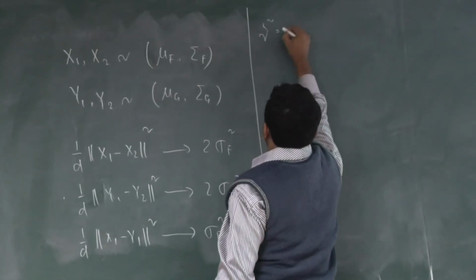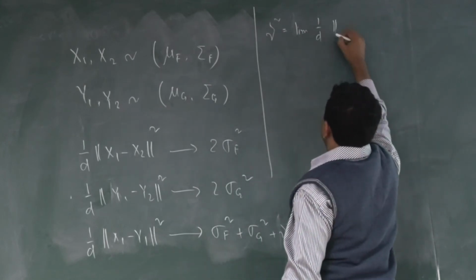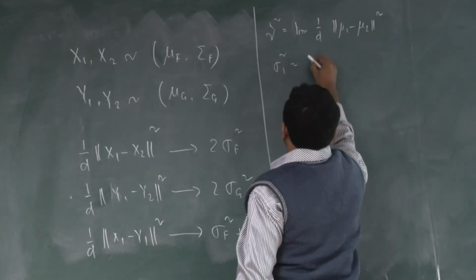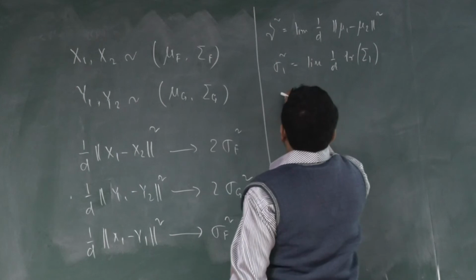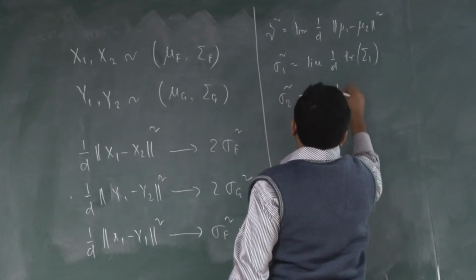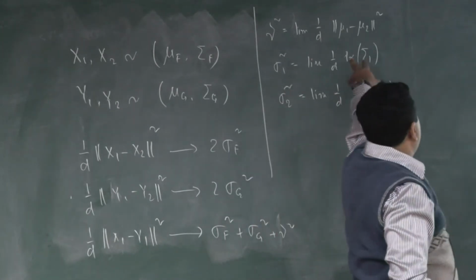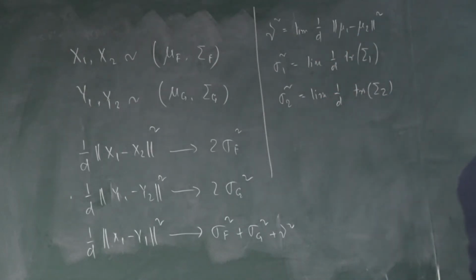The mu square is the limiting value of the trace, and the limiting value of this one. Sigma 1 square is the limiting value of the trace of sigma 1. And sigma 2 square is the limiting value of 1/d times the trace of sigma 2. That means the variance of all the components divided by d. This is something like average variance, and this is also like average variance. And the previous one is the average of the square deviations between the mean vectors.